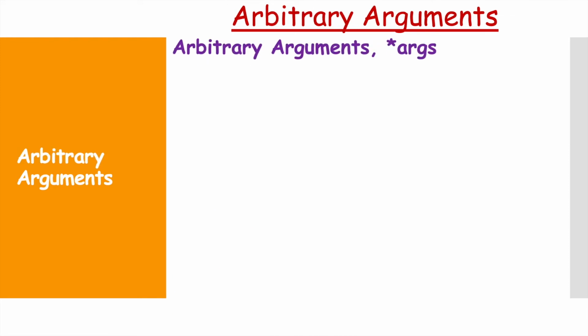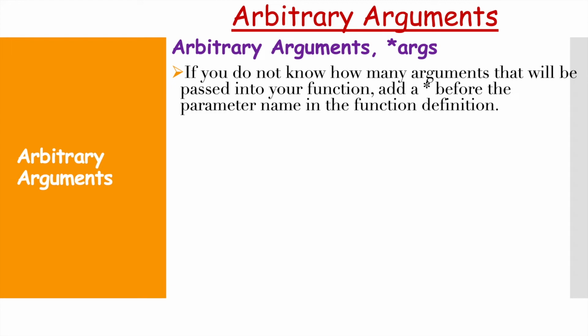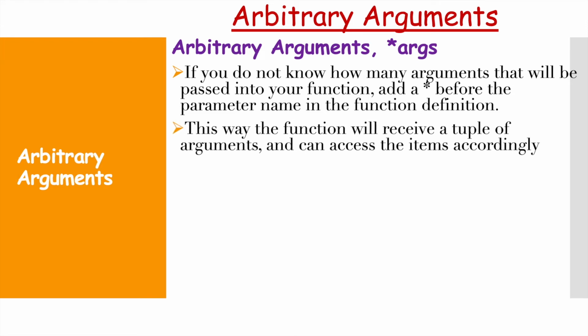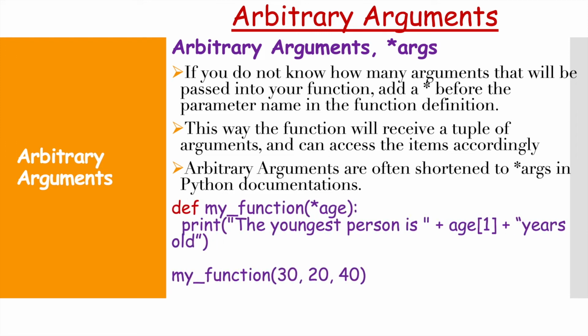Now let's see the arbitrary arguments, *args. If you don't know how many arguments will be passed into your function, just add a star before the parameter name inside the function definition. This way the function will receive a tuple of arguments and can access the items accordingly. Arbitrary arguments are often shortened to *args in Python documentation. This is an example: you're using the keyword def, then my_function, and here you are using the age parameter, but you don't know how many values are going to be passed. So you have made this age parameter an arbitrary argument. You have just placed a star before age.